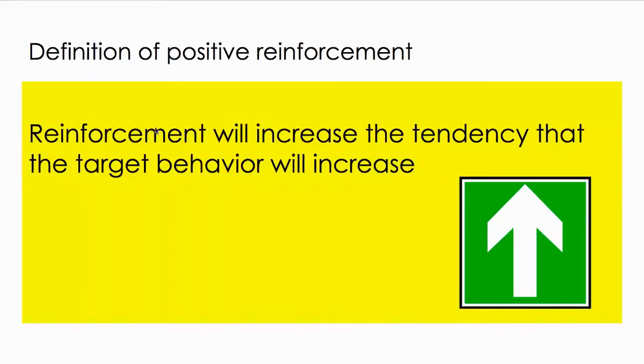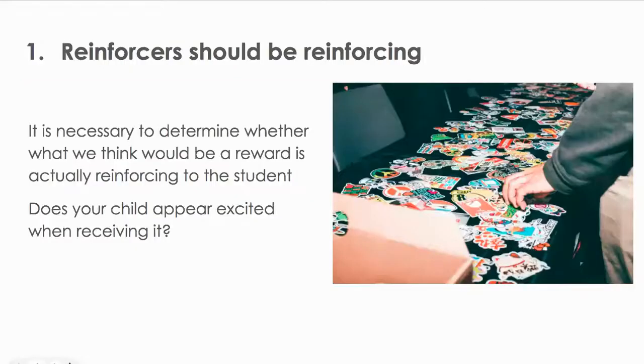So the definition of positive reinforcement is that reinforcement will increase the tendency that the target behavior will increase. So that behavior you want to happen will increase. So you need to really think about, what do I want to see more of in my classroom? Students raising their hands, students staying in their seat, getting their work done. That's when we want to use positive reinforcement, because it will increase those positive behaviors, the things that you want to see more of. So let's jump into the 10 rules.